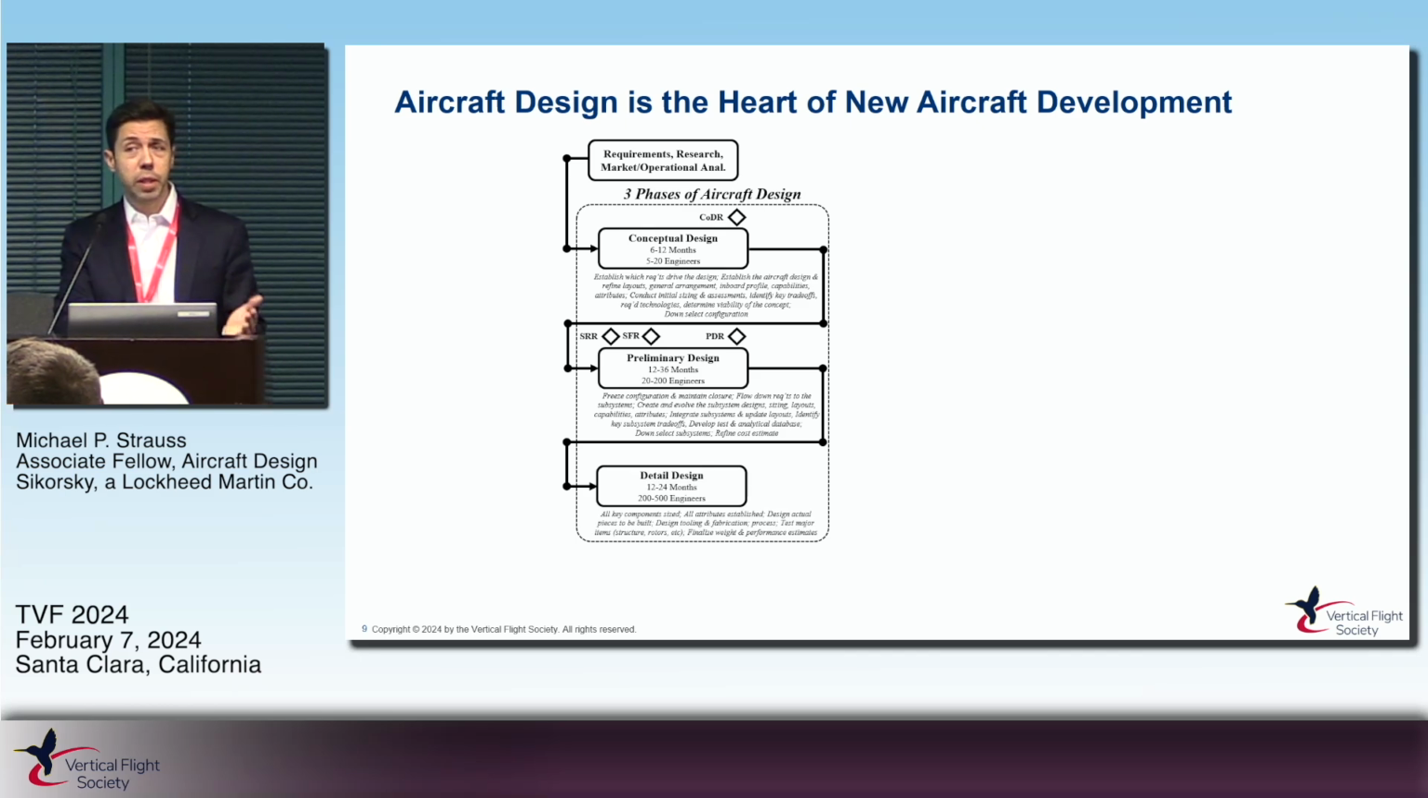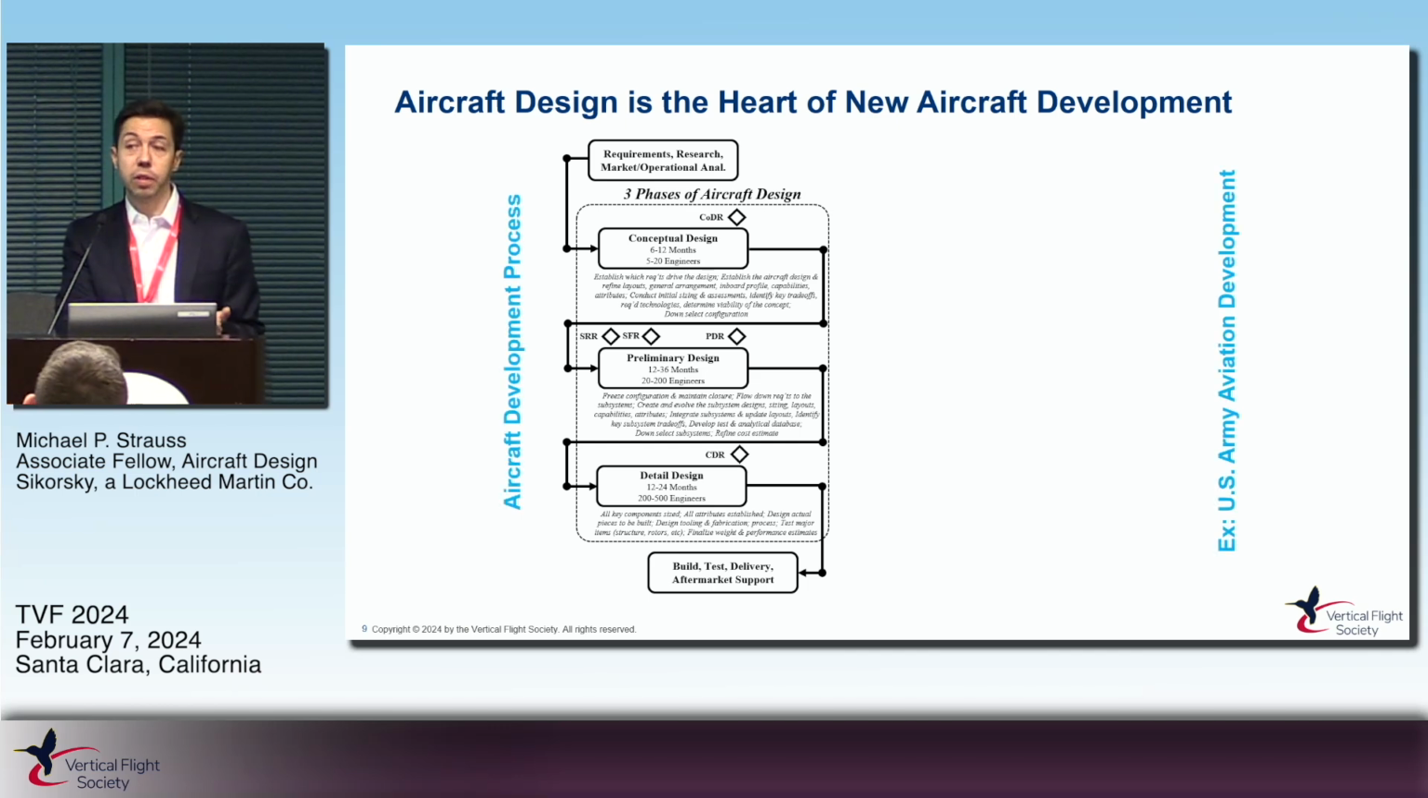Once you get through all of your major system trades and you've frozen your OML, you go into detailed design, which takes 1 to 2 years. It can take up to 500 engineers, depending on the level of effort. That's really where you're designing the parts that are going to be built. That ends in a critical design review. Past that, you go into build, test, and delivery.